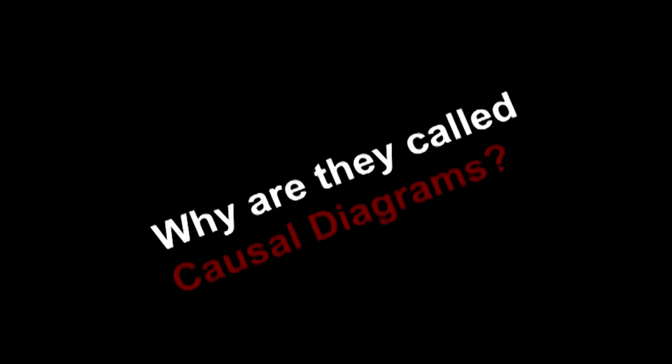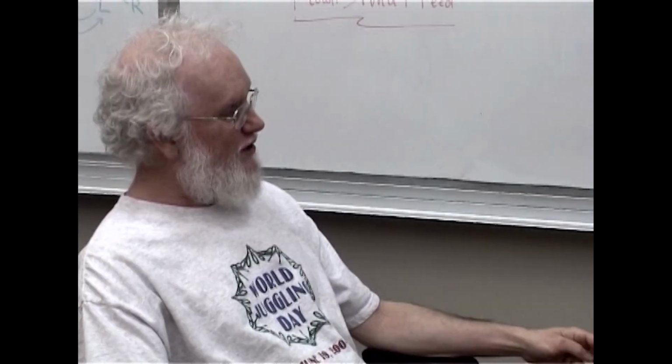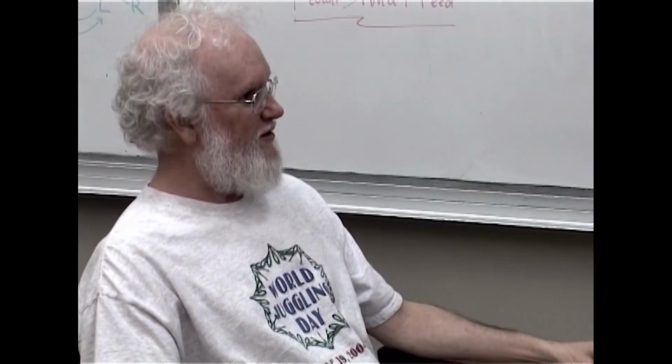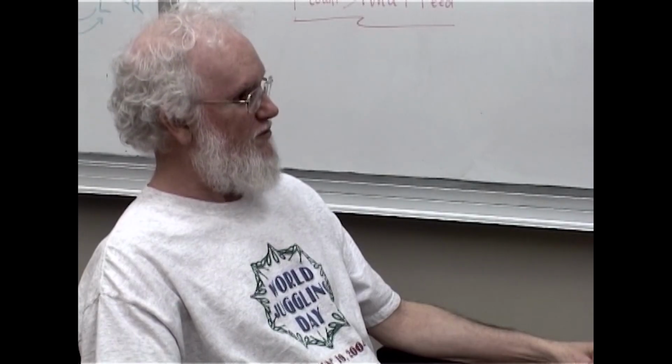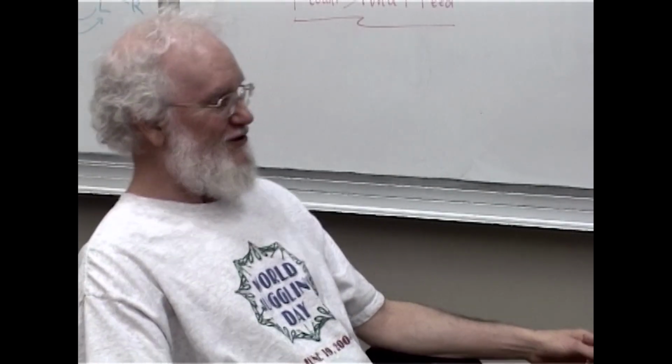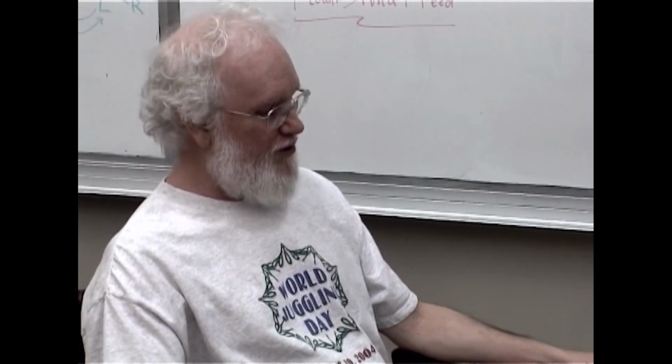They're causal diagrams because each arrow shows that each throw in juggling causes the next throw, basically. And so in the case of causal diagrams, each arrow causes another arrow. Juggling continuously causes juggling to continue to happen. Let me show you on the board.